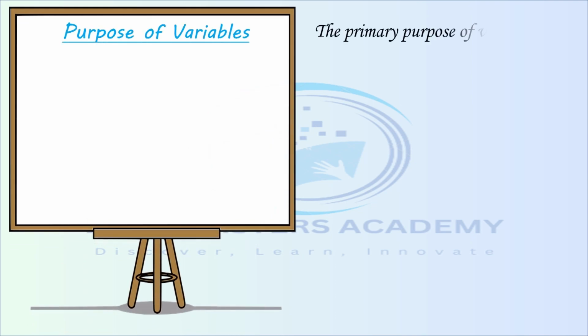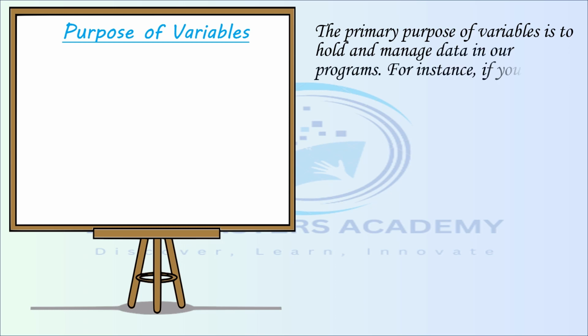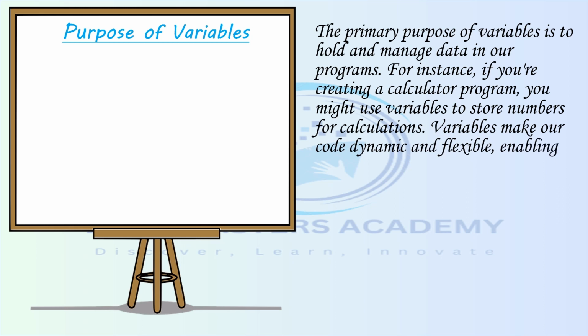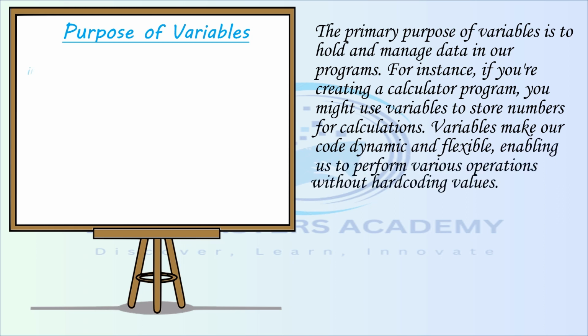The primary purpose of variables is to hold and manage data in our programs. For instance, if you're creating a calculator program, you might use variables to store numbers for calculations. Variables make our code dynamic and flexible, enabling us to perform various operations without hard coding values.